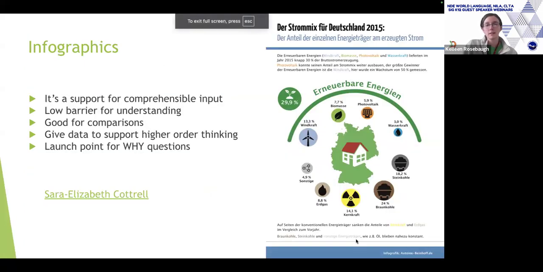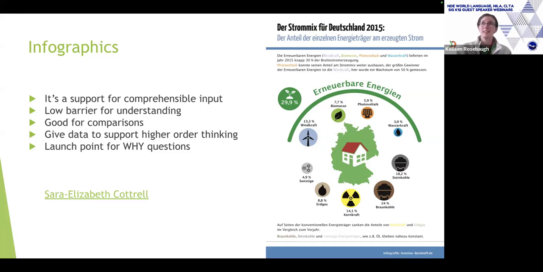I like using infographics. Sarah Elizabeth Cottrell, she does a lot of writing about comprehensible input. And so I'm summarizing what she said because she is very eloquent. It is a support for comprehensible input because there's a low barrier for understanding. There's a lot of pictures helping describe what this information is about. It makes for easy comparisons, such as with this chart that I have on here, which is from 2015. You can compare the different energies together. You can do all of the green energies compared to fossil fuel and nuclear energies.